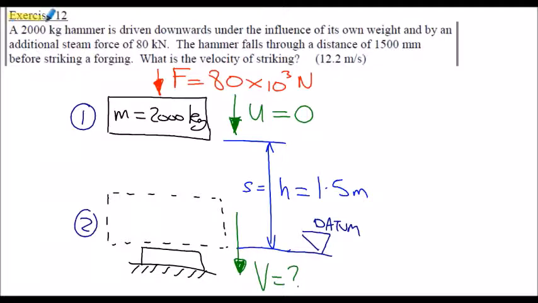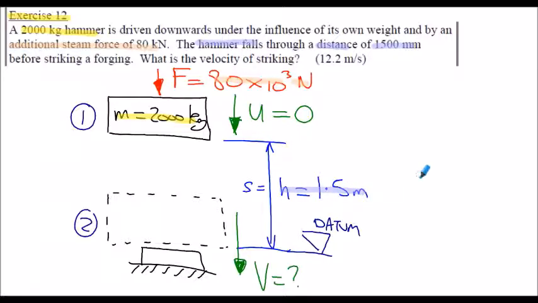So here's exercise 12, full solution. So we've got our 2000 kilogram hammer, mass of 2000 kilograms shown here. It's driven downwards under the influence of its own weight and also, notice, by an additional steam force of 80 kilonewtons. So we've got an externally applied force, I've shown it here, F, of 80 times 10 to the 3 newtons. It's also pushing the mass down over the distance of travel here. The hammer falls through a distance or height of 1500 millimeters. Notice I've written that here as h is equal to 1.5 meters.